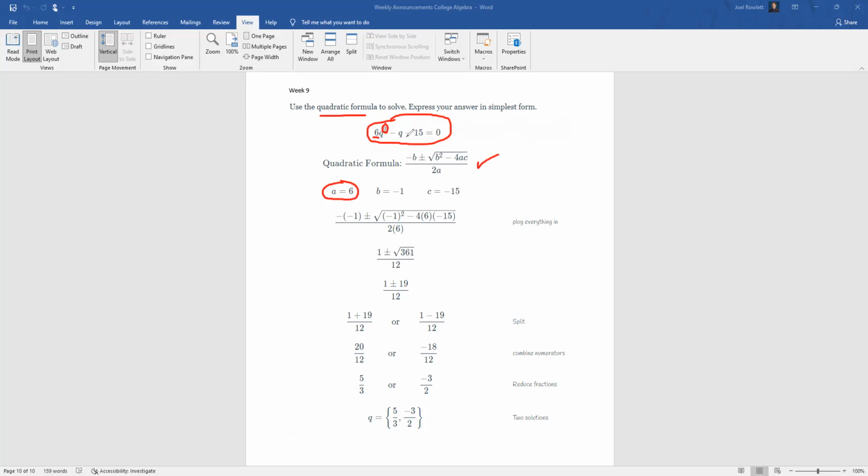And b is going to be the coefficient of the linear term. The linear term is the term with the exponent of 1. Notice that the coefficient there for the linear term is an understood -1. That's going to be the b value. And lastly, c is going to be the constant term, the term that doesn't have a variable associated with it. So c in this case is -15. At this point, the rest of it is just plug and play.